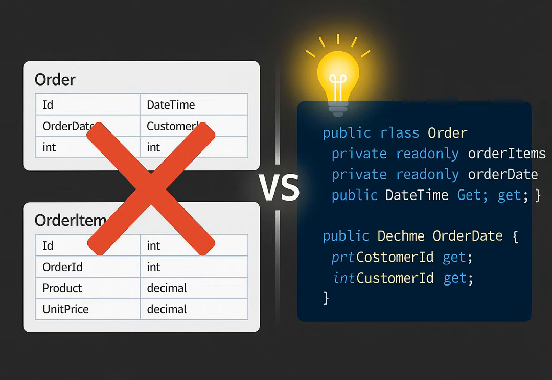Placing that method on the object matters. You remove duplication, you keep the calculation close to the data it depends on, and future developers can discover the logic where they expect it. Instead of guessing which service hides a calculation, they can look at the order itself.